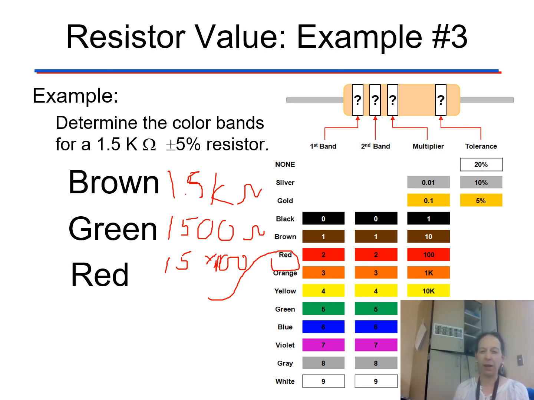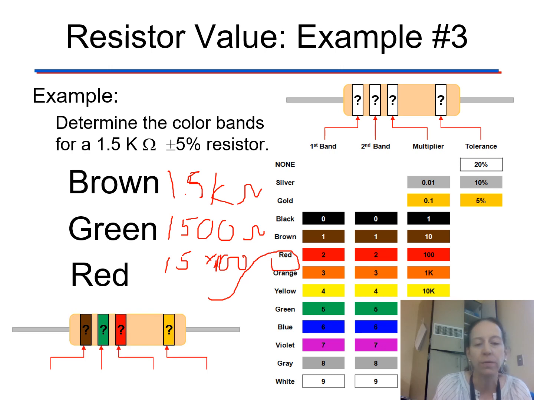I think I mentioned in an earlier video and in class that I'm not always really comfortable with the prefixes. Sometimes I'm more comfortable kicking back to the actual unit, but that's where the 100 comes from. So our next band would be red, and then it tells us it's plus or minus 5%, which would be gold. So what we're expecting is brown, green, red, gold. And so there we go. That's a kind of fun little problem.